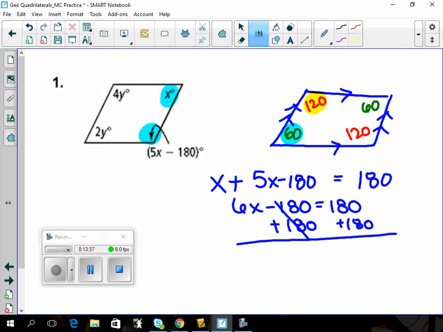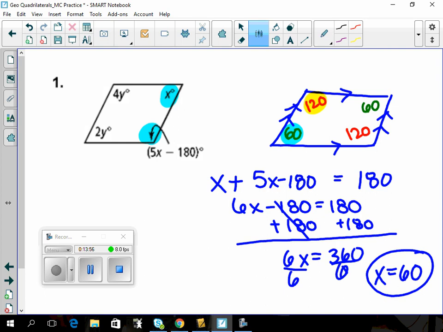Right? So I have 6x is equal to 360. Right? And then divide by? Good. And x is equal to 60. Very good.